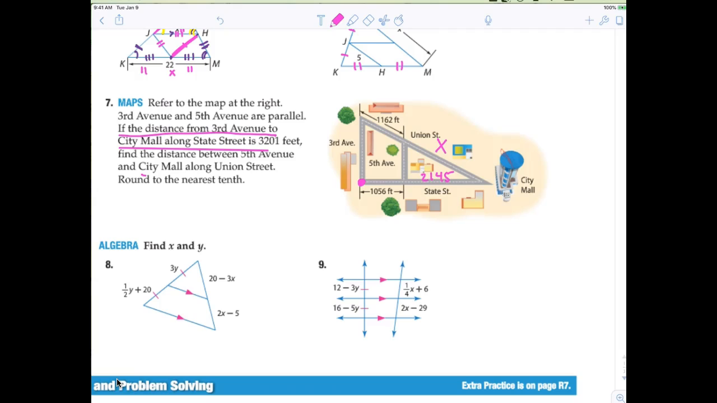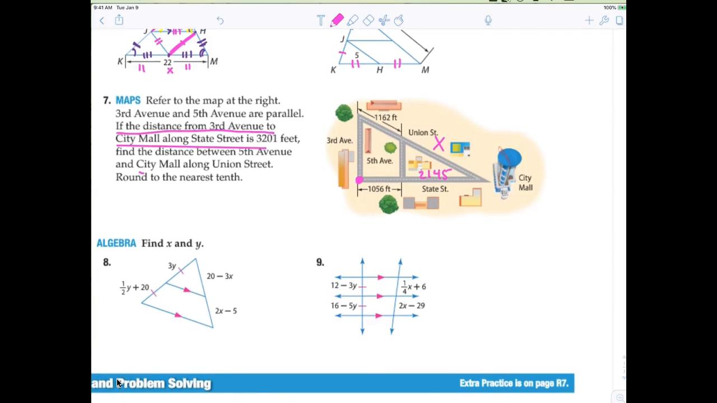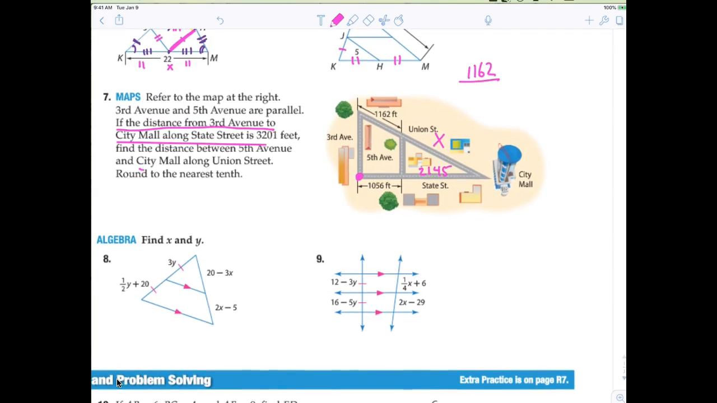So again, big deal. You're just writing a proportion with bigger numbers, right? In this case, it would be 1162 over 1056 is equal to x over 2145. Now just go 1162 times 2145 divided by 1056. How much is it? 2360. Approximately 2360 feet. Now remember what I'm trying to tell you. You're supposed to be working with me, trying to set up the proportion.